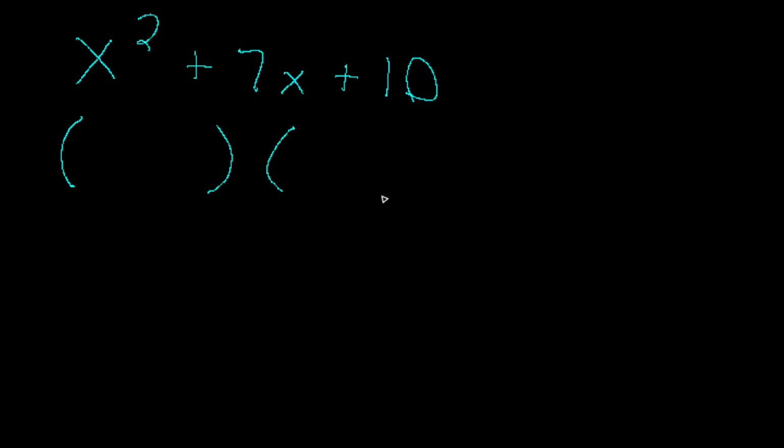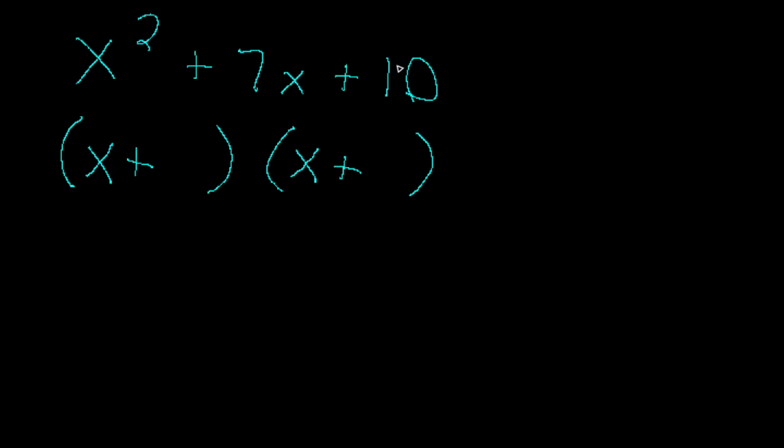5 more problems. All right, so our next problem is x squared plus 7x plus 10. Again, I'm going to set up my brackets, and I see that I have that x squared up there. So I know I'm going to have x times x, and again everything's positive, so I'm going to have plus signs.